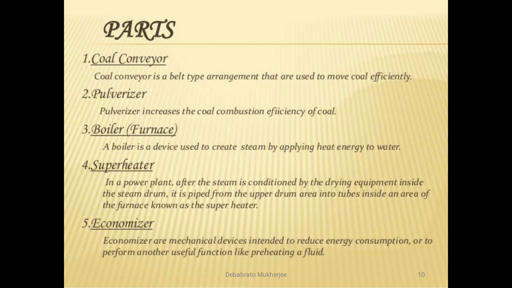Pulverizer, I told you, pulverizing is done because it increases the combustion efficiency of the coal. Boiler, there is a furnace which is used to create steam by applying heat energy to water. Superheater, as I told you, is a part of a power plant where the steam is conditioned by drying, inside the steam drum. Through it, the steam is piped from the upper drum into tubes inside an area of the furnace, which is called the superheater.